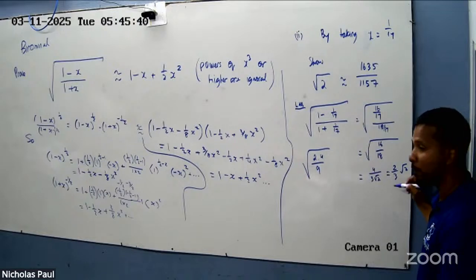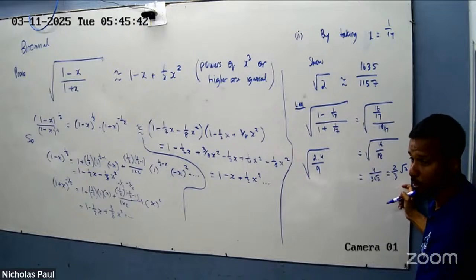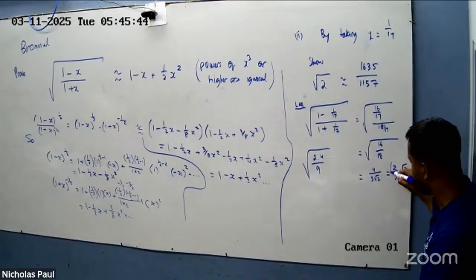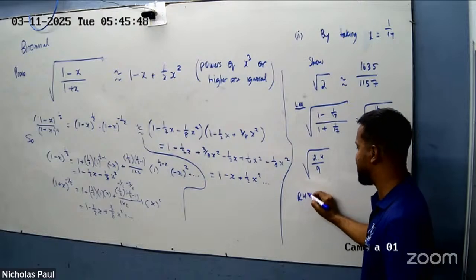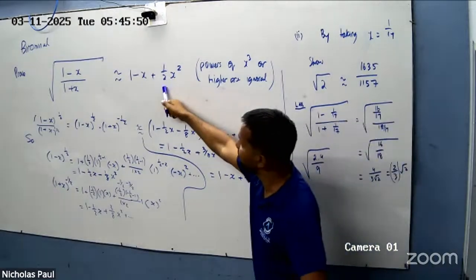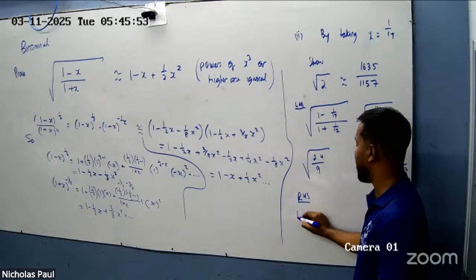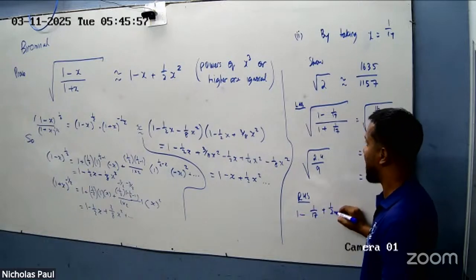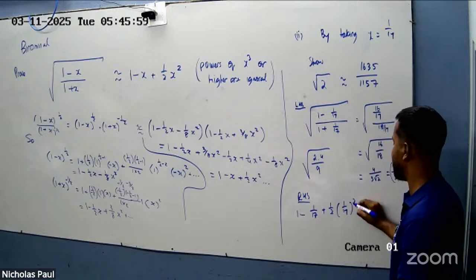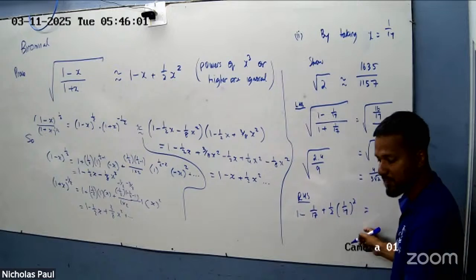But I am interested in what? Root 2, right? So I'm going to have to remove this afterwards. So I'm going to focus on the right-hand side now, here, and I'm going to do the same thing. 1 minus 1 on 17 plus a half by 1 on 17 squared. How much is this?